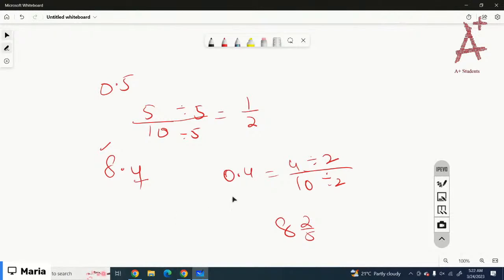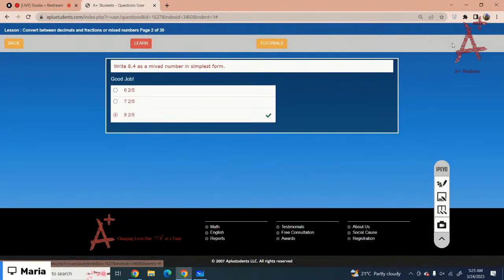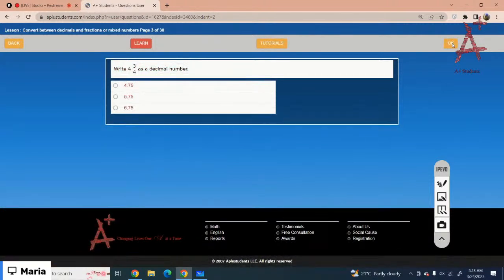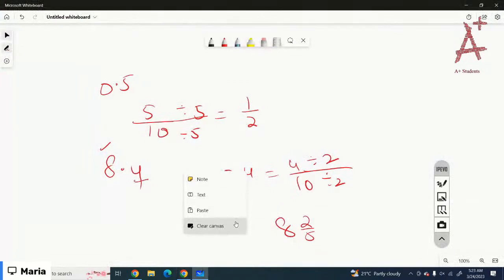It is 8 whole 2 over 5. The correct option is 8 whole 2 over 5. Got it? Just select the correct option and click on the OK button. Okay, the next one is write 4 whole 3 over 4 as a decimal number. So it would be 4 whole 3 over 4.